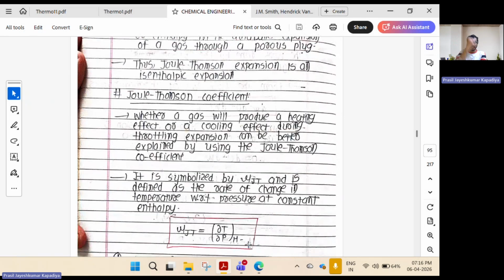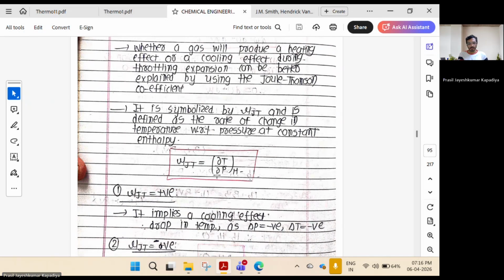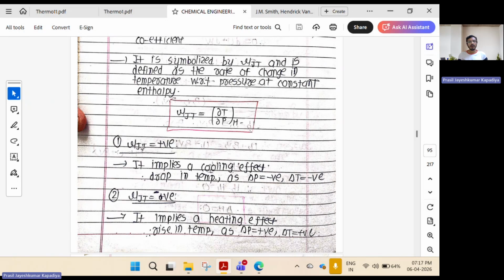And then we had a look at the Joule-Thomson coefficient mu JT. It is del T del P at constant enthalpy. So delta P is always going to be negative because the pressure is always going to reduce. So if delta T is also negative, then the Joule-Thomson coefficient is going to be positive, and a negative delta T means we have a cooling effect. So when the Joule-Thomson coefficient is positive, we have a cooling effect. Similarly, when the Joule-Thomson coefficient is negative, this term is negative but this term is positive, meaning we have a heating effect.